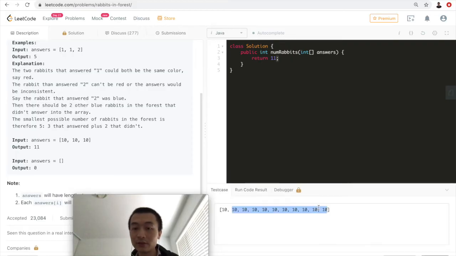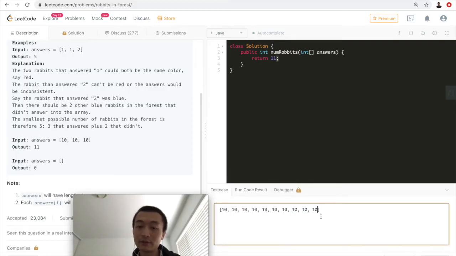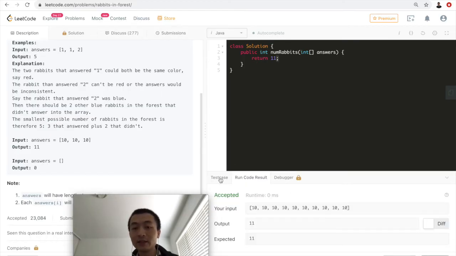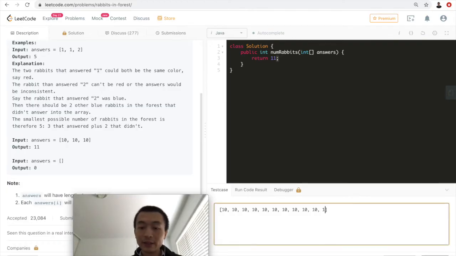Accepted. So we can remove any one of these. It's still going to be 11. I hope this makes sense to you guys, right? So this is still correct. But if we add at this point, so right now here we have 10 rabbits of the same color of type 10. So this one balances off all of the first rabbit's 10 peers.